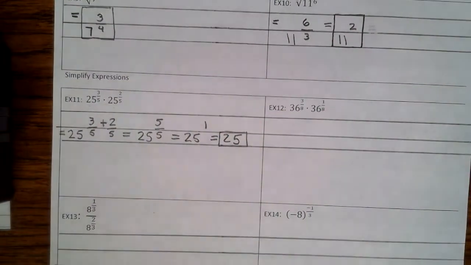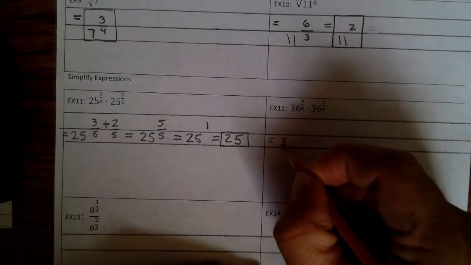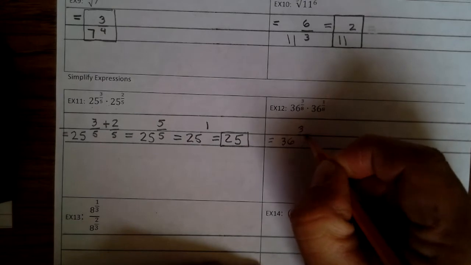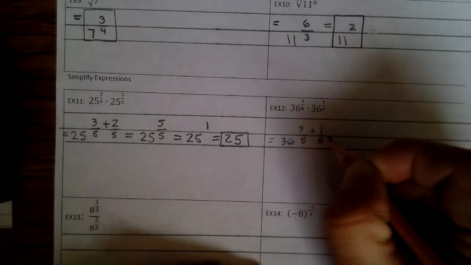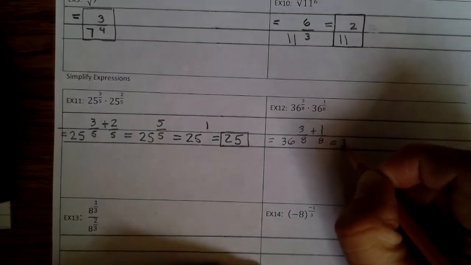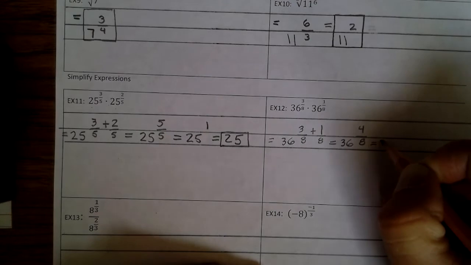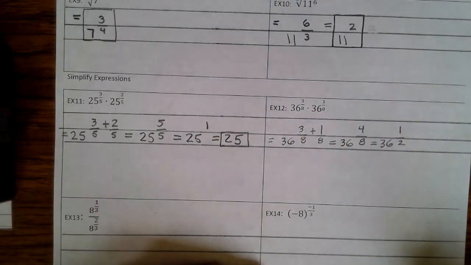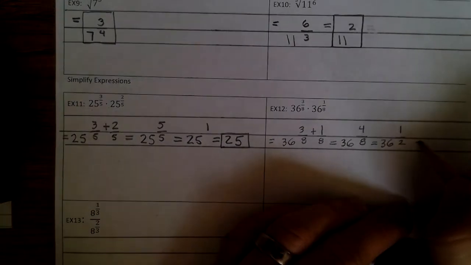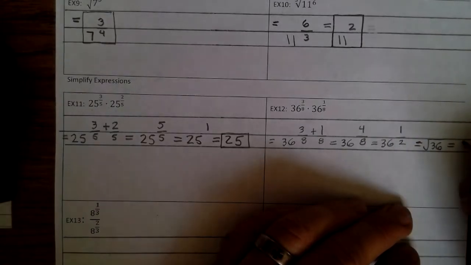Okay, example 12. We're going to do the same thing. So that's 36 to the 3 divided by 8 plus 1 divided by 8. So that equals 36 to the 4 divided by 8, which equals 36 to the 1/2 power, which becomes the square root of 36, which we know is equal to 6.